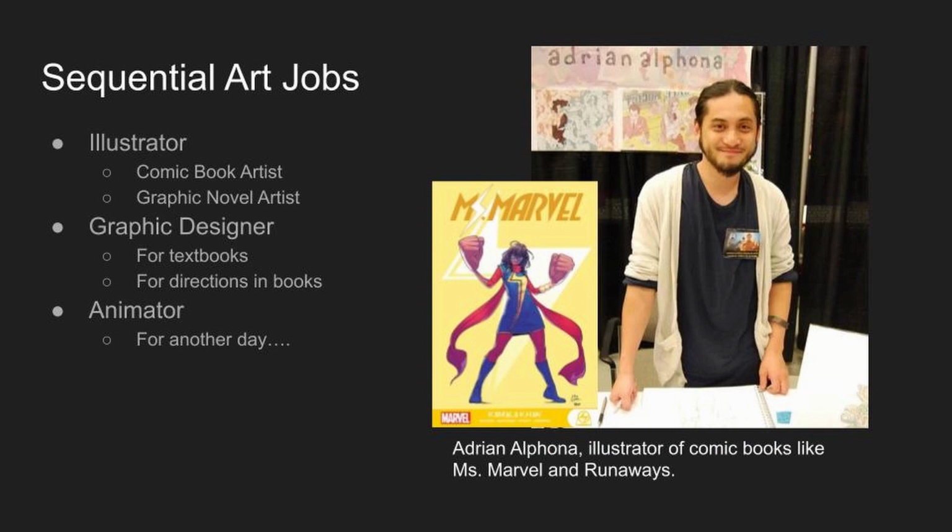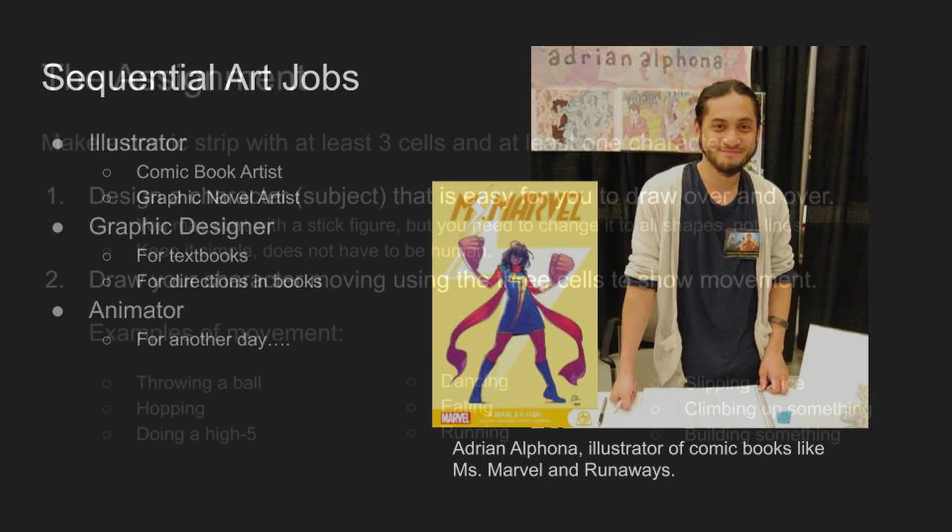There's lots of jobs that require or use sequential art. Some of them listed here are illustrator, like a comic book artist or graphic novel artist, or a graphic designer for textbooks or directions in books and in pamphlets, or an animator, which is definitely something I'd love to talk about on a different day. In the picture, you see Adrian Alphona, the illustrator of comic books like Ms. Marvel and Runaways.